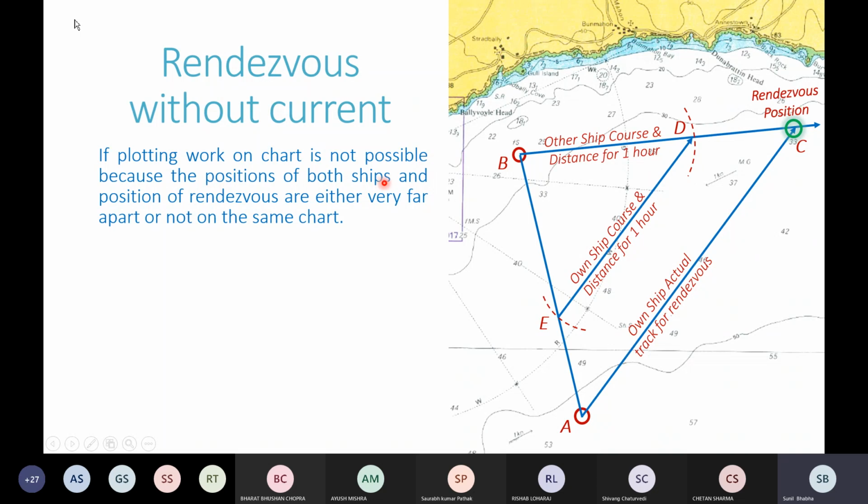Either the positions of both the ships, own ship and the other ship or target ship, or the position of rendezvous, are very, very far apart, or these positions are not on the chart. Whatever latitude and longitude is given to you, you check it and it is not coming on the chart. Now, in this case, how to solve this rendezvous question?